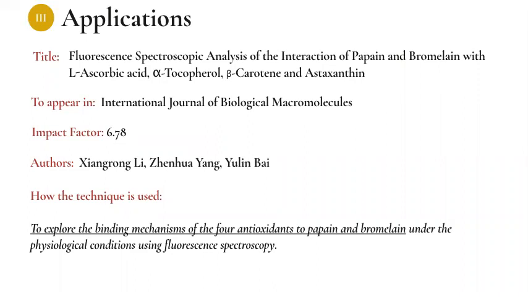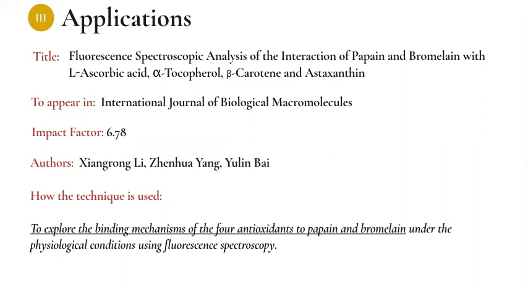So the first study is entitled Fluorescence Spectroscopic Analysis of the Interaction of Papain and Bromelain with L-ascorbic acid, alpha-tocopherol, beta-carotene, and astaxanthin. This appears in the International Journal of Biological Macromolecules with an impact factor of 6.78.